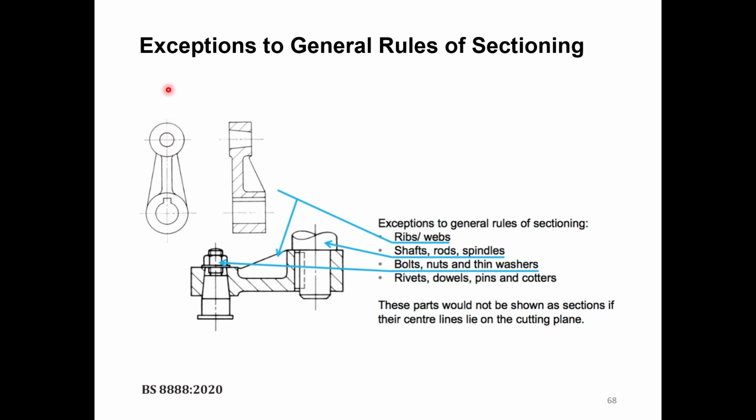Though here, when we cut across this one, if you look at the ribs on the left and right hand sides, this is where they show in the section. You have to be careful with this, because if the cutting plane is parallel to the web, we don't section it. But if it is perpendicular to the web, we have to section it.